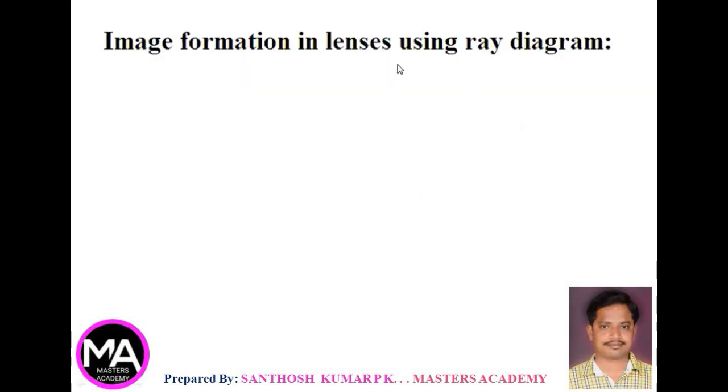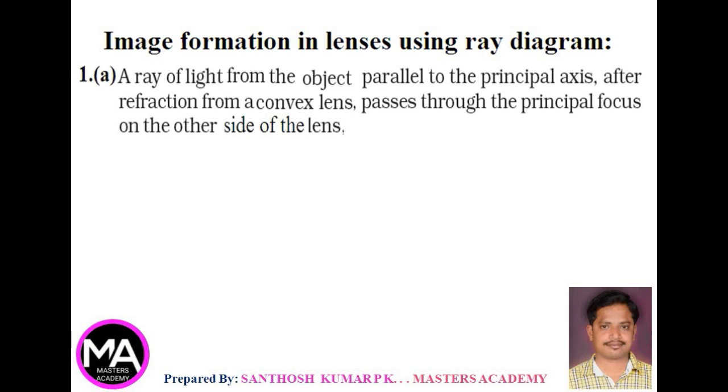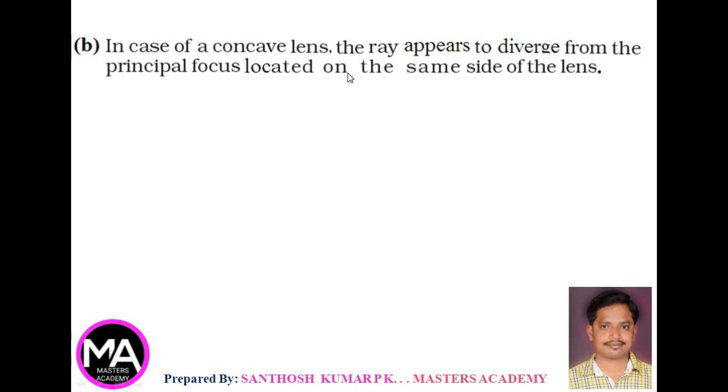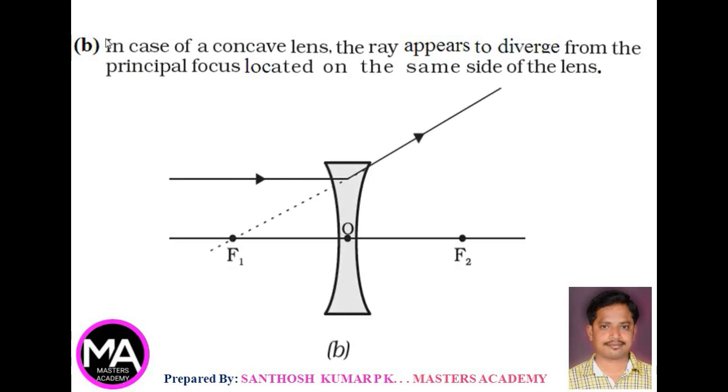Image formation in lenses using ray diagrams. First one, a ray of light from the object parallel to the principal axis, after refraction from a convex lens, passes through the principal focus on the other side. Let us consider a convex lens. A ray of light parallel to the principal axis, after refraction, passes through the principal focus. This is in case of a convex lens. In case of a concave lens, the ray appears to diverge from the principal focus located on the same side.